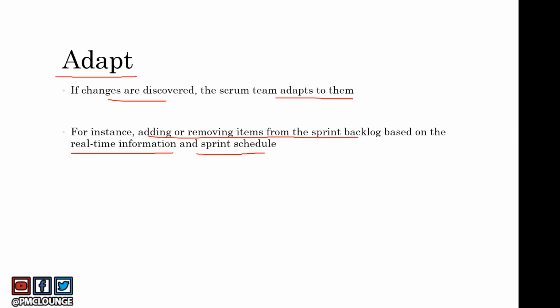So it is possible that earlier the Scrum team thought one of the sprint backlog items could be delivered in the ongoing sprint. But if some real-time information is discovered by the Scrum team, and it makes them realize that they will not be able to deliver a certain item in the ongoing sprint itself, they remove the item from the sprint backlog, right? So that's how Scrum teams are comfortable with changes and they adapt to changes.